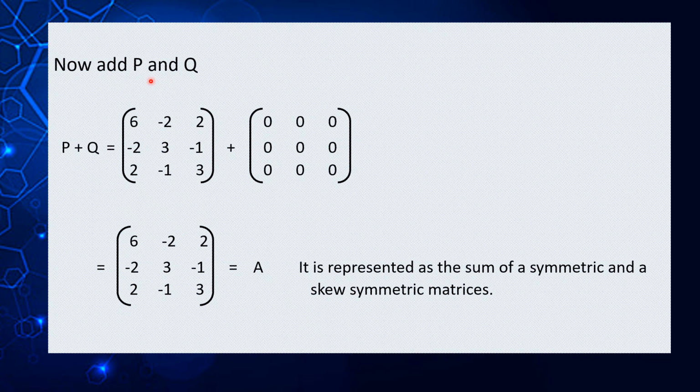Now we will add P and Q together, which would be 6 minus 2, 2 minus 2, 3 minus 1, 2 minus 1, 3 plus the zero matrix, which would give us 6 minus 2, 2 minus 2, 3 minus 1, 2 minus 1, 3, which is equal to A. So we have represented it as the sum of a symmetric and a skew symmetric matrix.